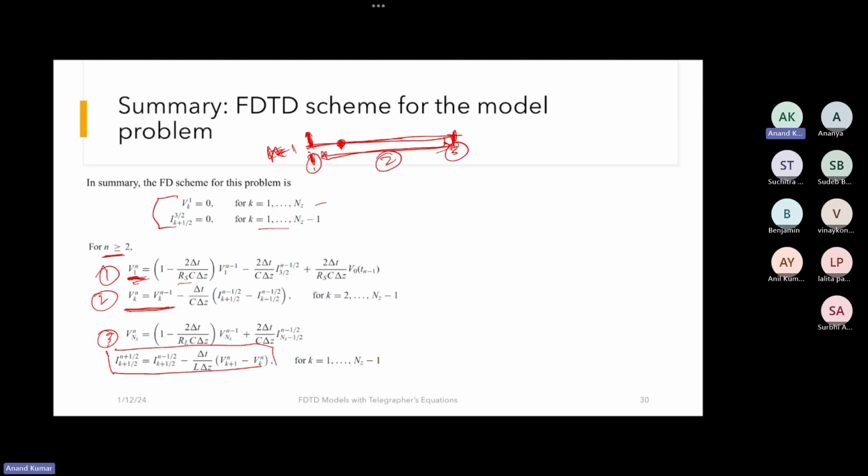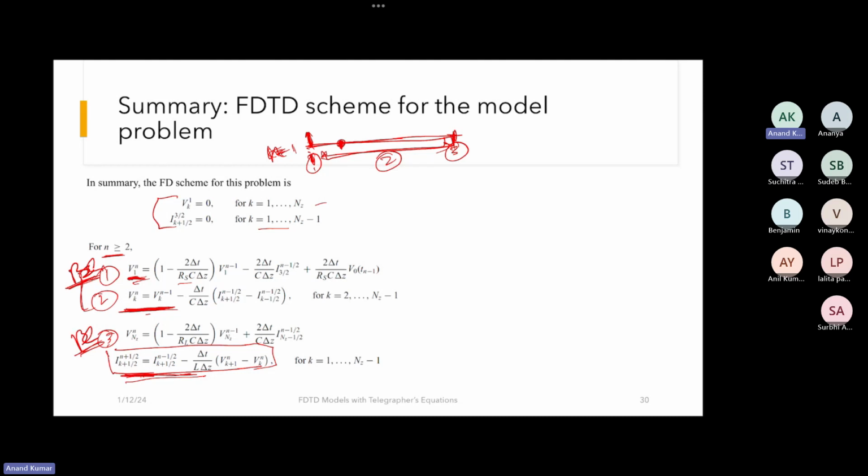So your boundary conditions are essentially this and this, but the boundary condition is only applied on the voltage values, and the current will automatically take that into account. And this is your update expression for the voltage inside the simulation space, and this is the update equation for current inside the simulation space.